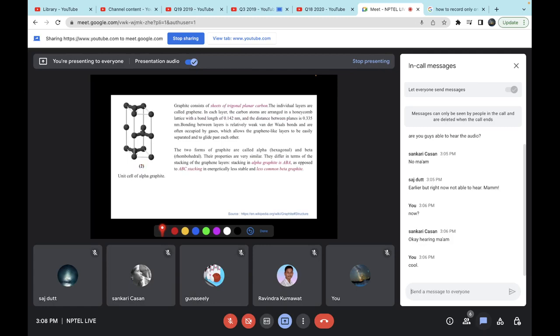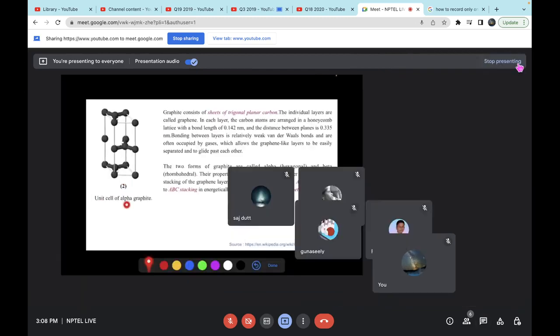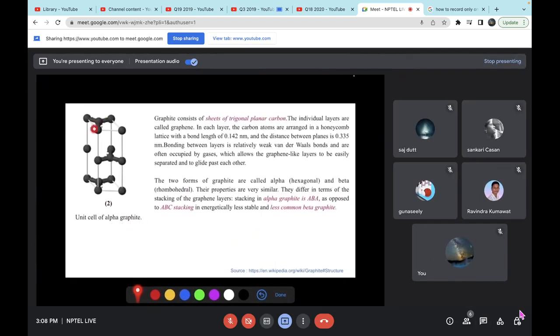The second structure is the unit cell of alpha graphite. Graphite consists of sheets of trigonal planar carbon. I have also highlighted this in red color so that you can understand that this is also not a discrete one.